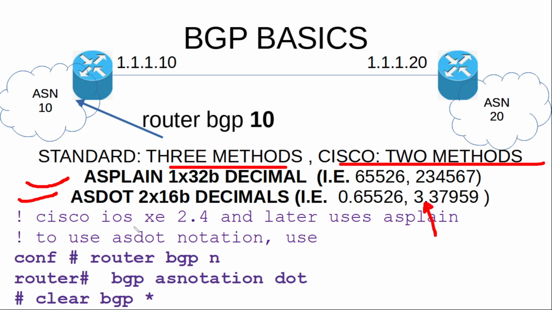So for IOS XE, the default is ASPLAIN. If you want to use AS.dot, you can go for this command, bgp asnotation dot, and then you have to clear your BGP sessions.